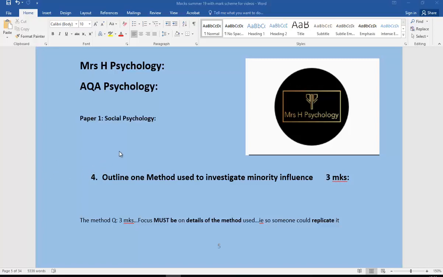Okay, so the social psychology question on minority influence. Here's the question: outline one method used to investigate minority influence. Let's say this is just a short answer, a 6-marker. When we get these outline one method questions, the focus must be on the details of the method.